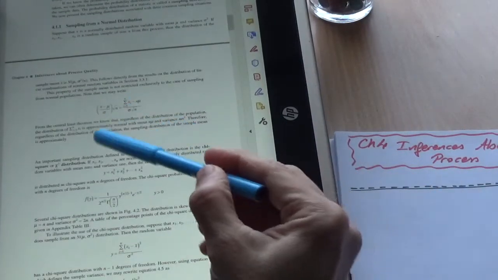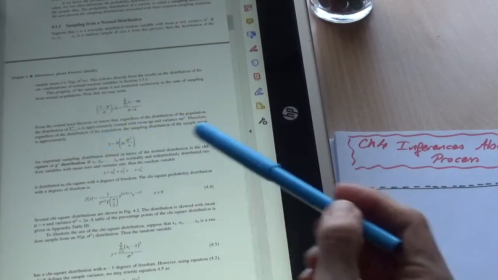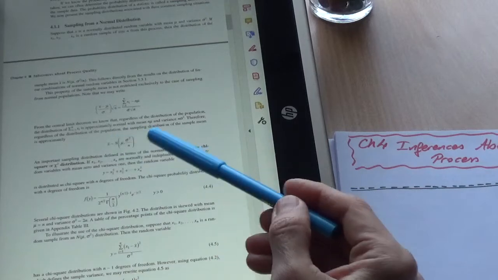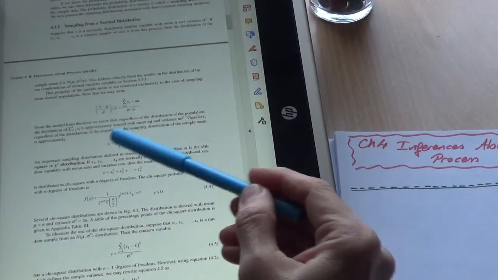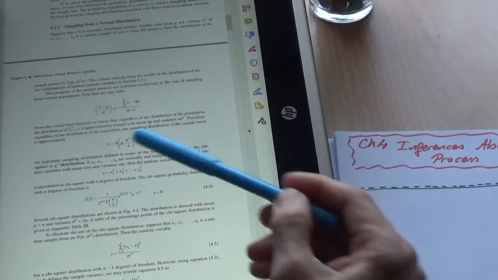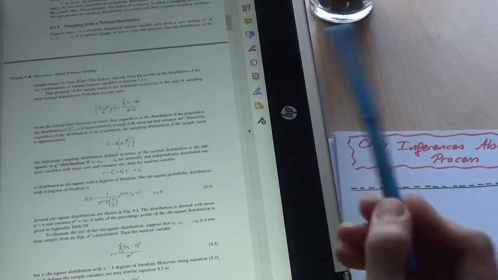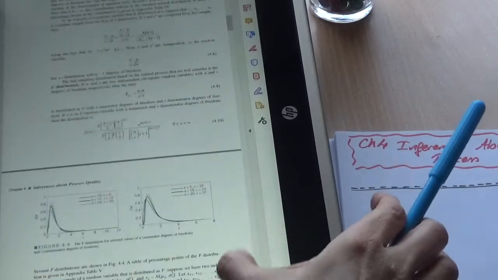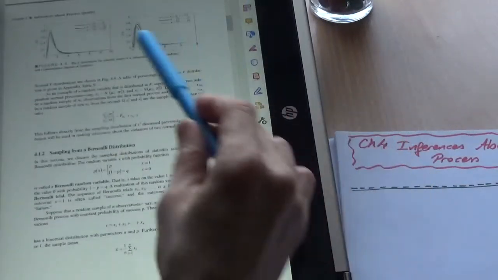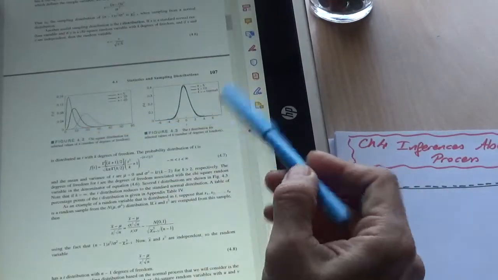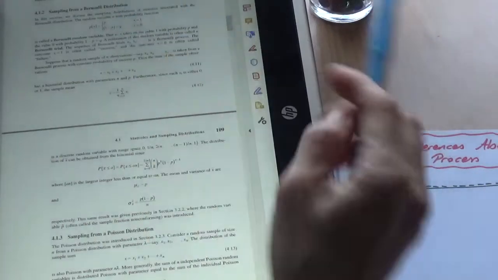So this symbol means that the x's are distributed normally with average mu and the variance sigma square over n. No, the variance, sorry, this part is variance, sigma square over n. There is F distribution. I think here there were chi-square and T distributions. Bernoulli distribution, Poisson distribution.